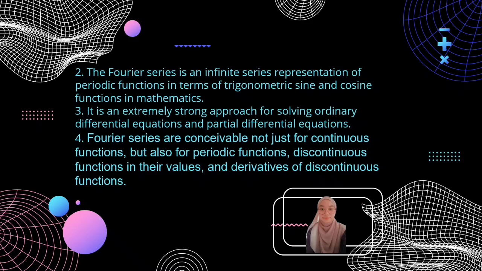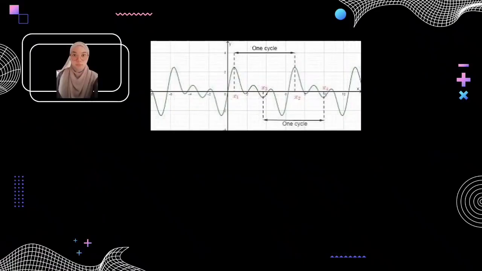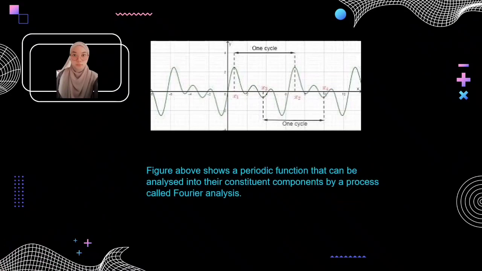Fourier series are conceivable not just for continuous functions but also for periodic functions, functions discontinuous in their value, and derivatives of discontinuous functions. Furthermore, due to the periodic character of Fourier series, a Fourier series produced for one period is valid for all values. Fourier series is used in the analysis of periodic functions. This figure shows a periodic function that can be analyzed into its constituents by a process called Fourier analysis.